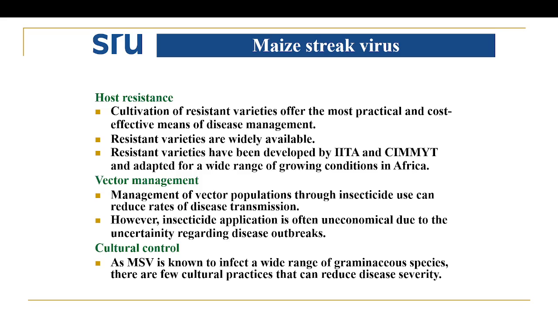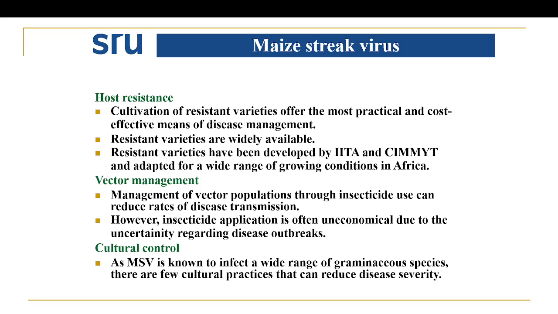Coming to the major IDM practices, the first one is host resistance. Cultivation of resistant varieties offers the most practical and cost-effective management practice. Resistant varieties are widely available. Resistant varieties have been developed by IITA and CIMMYT, adapted for a wide range of growing conditions in Africa and also India.